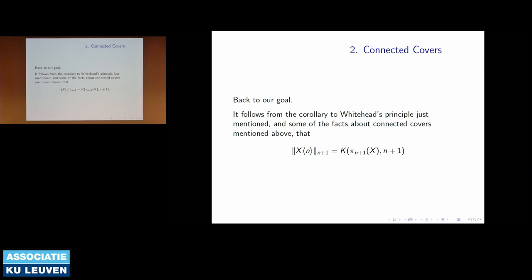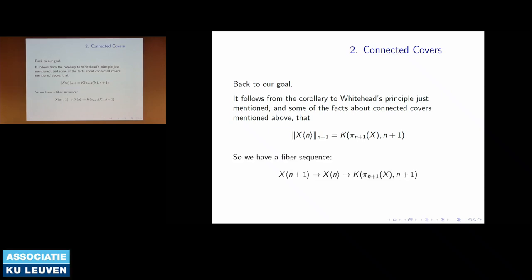Okay, we're ready to get back to the goal. It follows from the corollary and some of the facts about connected covers that we mentioned earlier, in particular the calculation of their homotopy groups and the fact that the nth connected cover is n-connected, that the n+1 truncation of the nth connected cover is equal to this Eilenberg-MacLane space that's here. All right. So using the first definition of the n+1th connected cover that I gave at the beginning of the talk, we have this. This is a fiber sequence here, right?